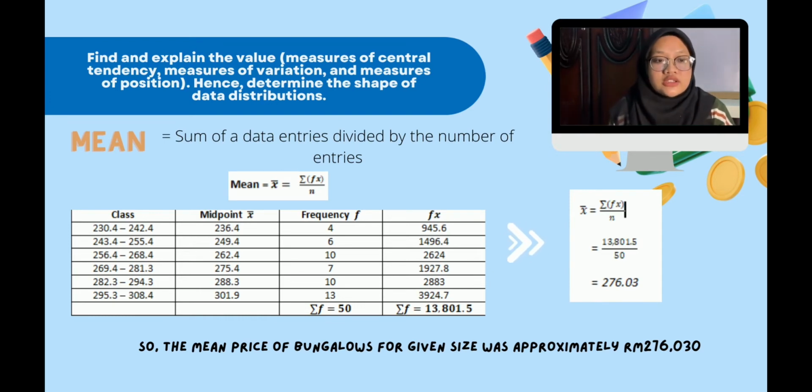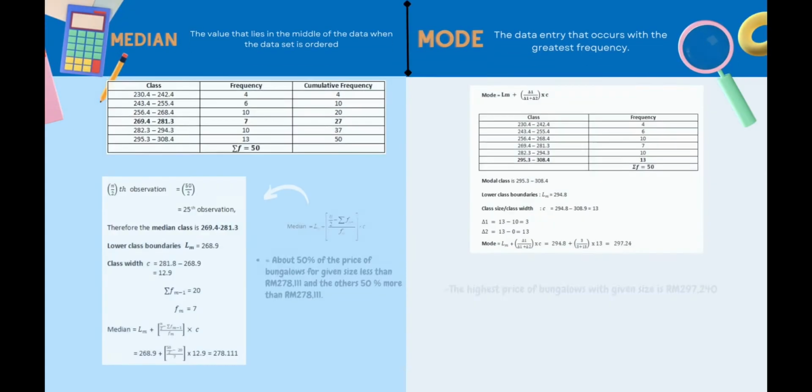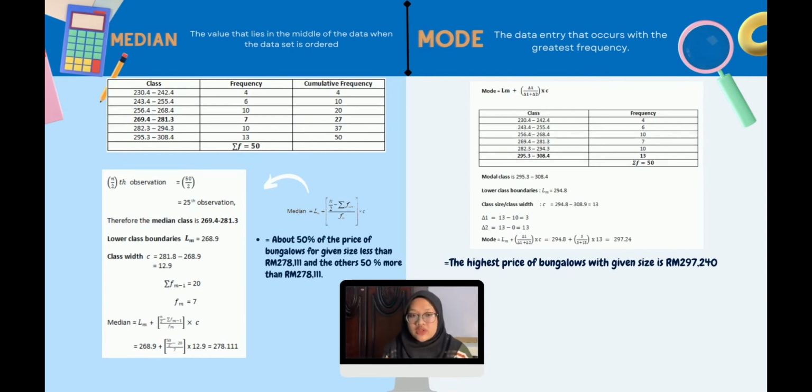After we calculate the data using the formula, we will get the mean price of the bungalow for the given size, which is approximately RM276030. Next, the median is the value that lies in the middle of the data when the data set is ordered. The formula is on the right side, and the median class for this table is 269.4 until 281.3. The lower class boundary is 268.9.